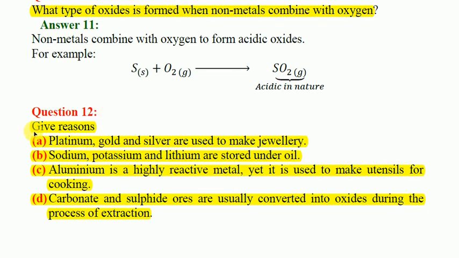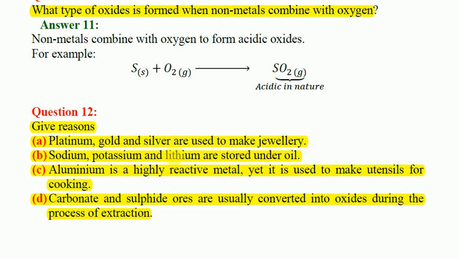Look at question number 12. Give the reason for the following. Platinum, gold and silver are used for making jewelry. Why? Next, sodium, potassium and lithium are stored under oil or kerosene. Why are they placed like that? Next, aluminum is a highly reactive metal, but it is used for making utensils. Many of the utensils we use are made of aluminum.